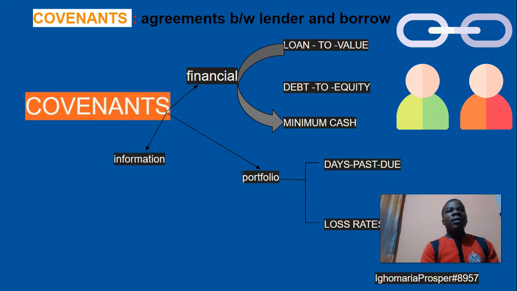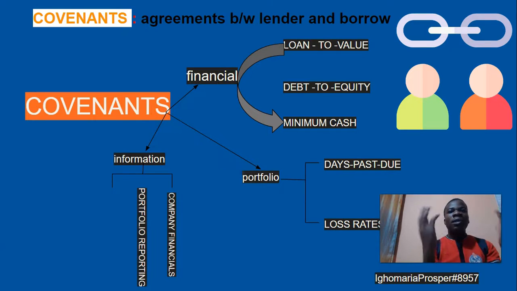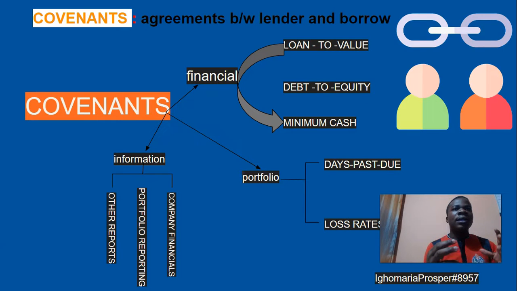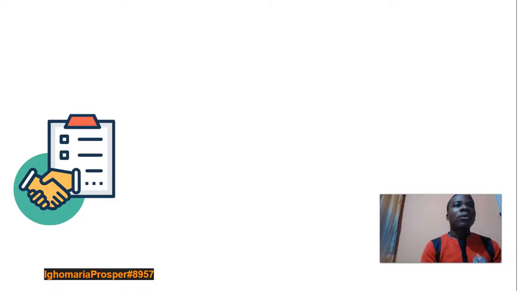Then we'll talk about information covenants. What sort of information are we likely to receive? Like the company financials, we want to know what's happening. We want to know about the portfolio of the company during this period. Then any other reports that the lender deems fit to collect from the borrower.